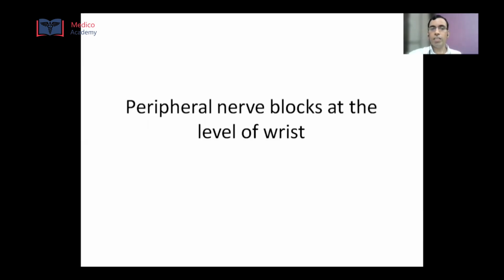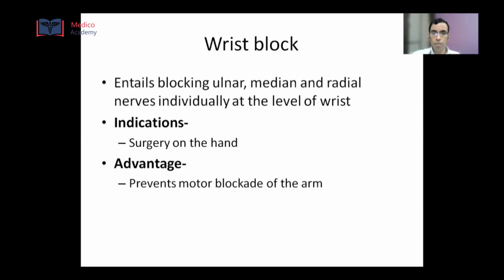Now we'll discuss peripheral nerve blocks at the level of wrist. The wrist block entails blocking ulnar, median, and radial nerves individually at the level of wrist. The indications for giving wrist block include surgeries on the hand and on the fingers. The advantage of giving a wrist block is that it prevents the motor blockade of the proximal arm.